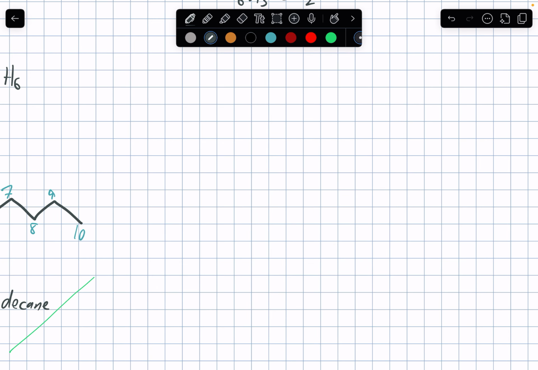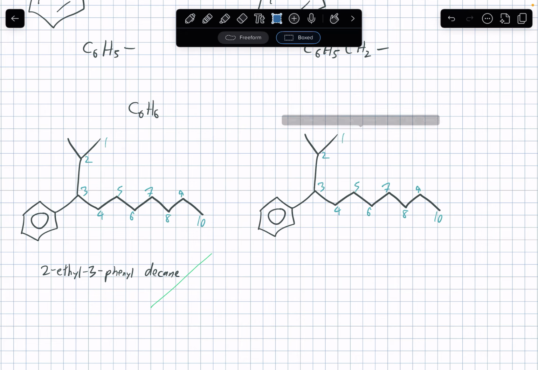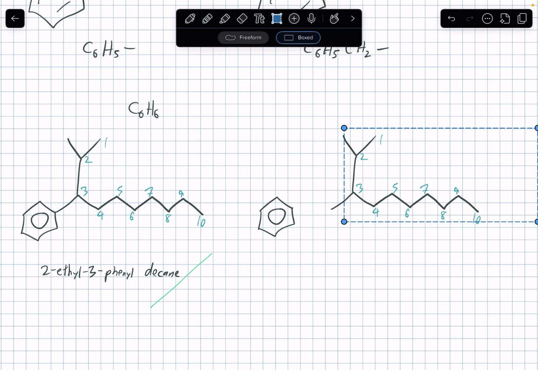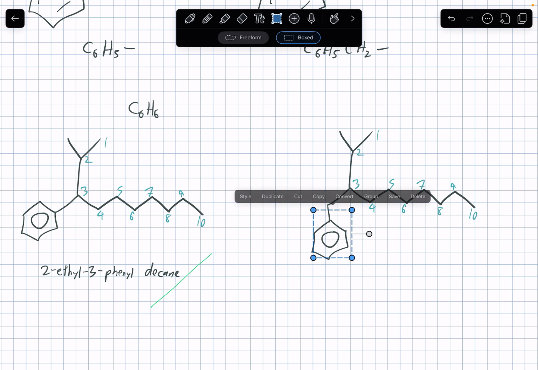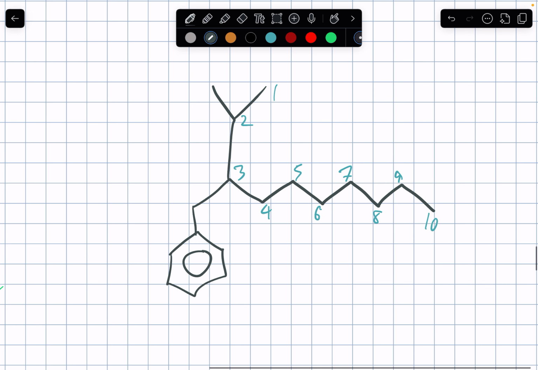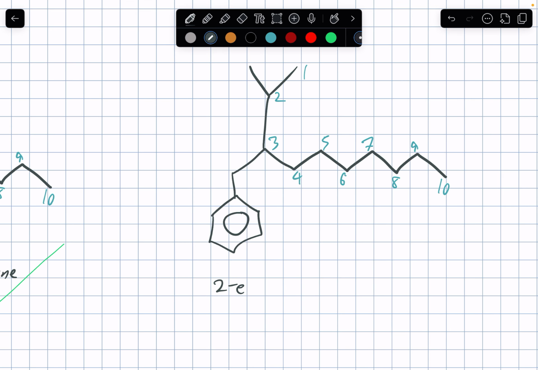Okay. What if it were to be like this? Actually, it's very similar to this example. Let me just copy paste. Make some modifications. You might have guessed already. So there's just an additional line. So this is, again, substituents. We have 2-ethyl, 3. This is not a phenyl anymore. This is a benzyl. Benzyl, the same.